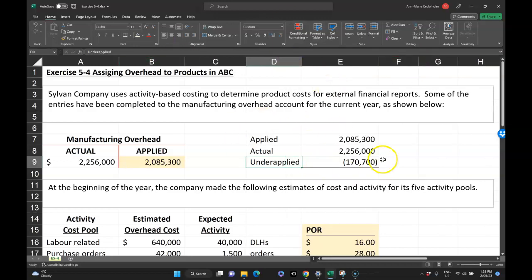And then we'll end up flushing the under applied out into cost of goods sold because we want to zero out this account at the end of the fiscal year. Now, just remember, my best case scenario was to use the actual, but I didn't know what the actual was until the end of the year, and I was making products throughout the year. So we were just using our best guess. And us being off by about 170,700 isn't that bad.